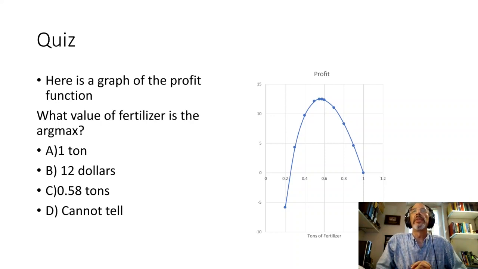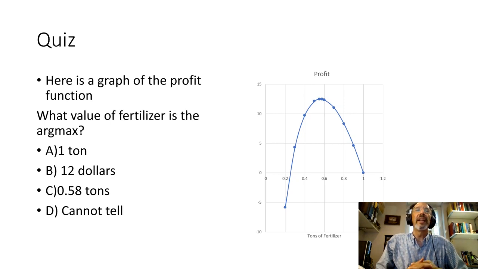Quiz time. I'd like you to look at the graph on this slide. There's a profit function, which is graphing profit on the vertical axis, and it goes from -10 to +15. And an input called fertilizer is on the horizontal axis, going from 0 to 1.2 tons of fertilizer. The question for you on the quiz is, what value of fertilizer is the argmax? So take a second and look at the graph and look at the choices. Choice A, it's 1 ton of fertilizer. Choice B, it's $12. Choice C, it's 0.58 tons. Choice D, cannot tell.